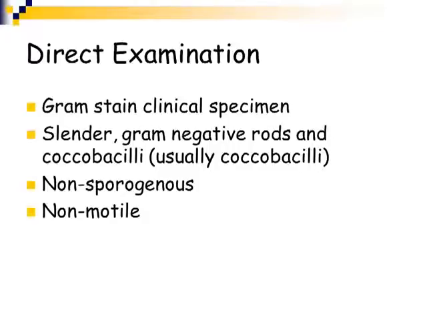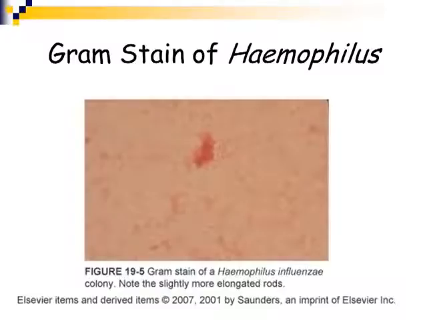Haemophilus in general are slender, gram-negative, usually coccobacilli, small, teeny tiny rods. They do not form spores, and they are not motile. Here is your gram stain of a typical Haemophilus, and you can see it's very, very tiny. Some of the bacteria are a little bit bigger than others, and some are stuck together. When you see an individual Haemophilus organism, it's hard to tell if it's a rod or a coccus.